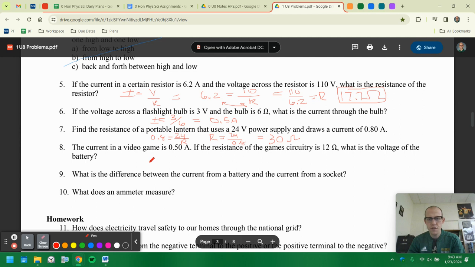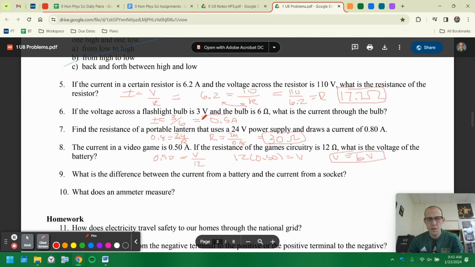Number 8, the current in a video game is 0.5 amps. If the resistance of the game's circuitry is 12 ohms, what is the voltage of the battery? 0.5 is my current. I'm looking for the voltage, and I know my resistance. So I will multiply 12 by 0.5, and that will equal my voltage. And voltage is going to equal 6 volts.